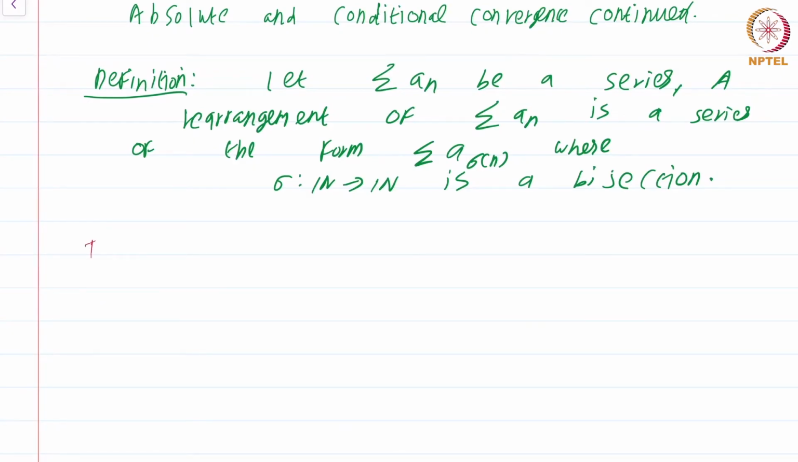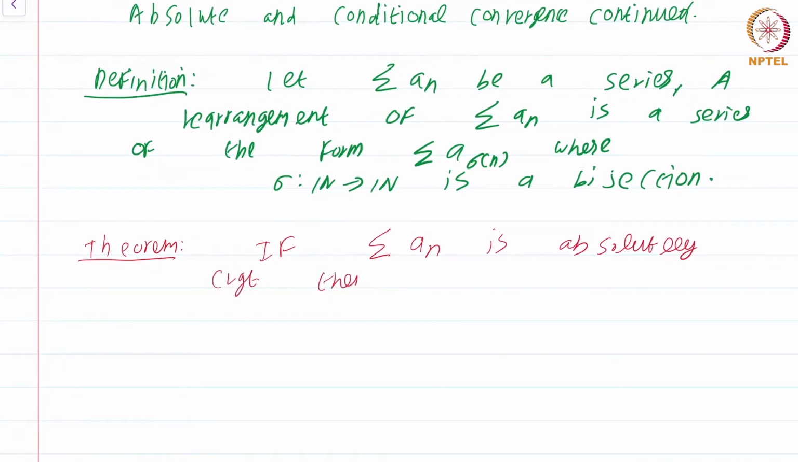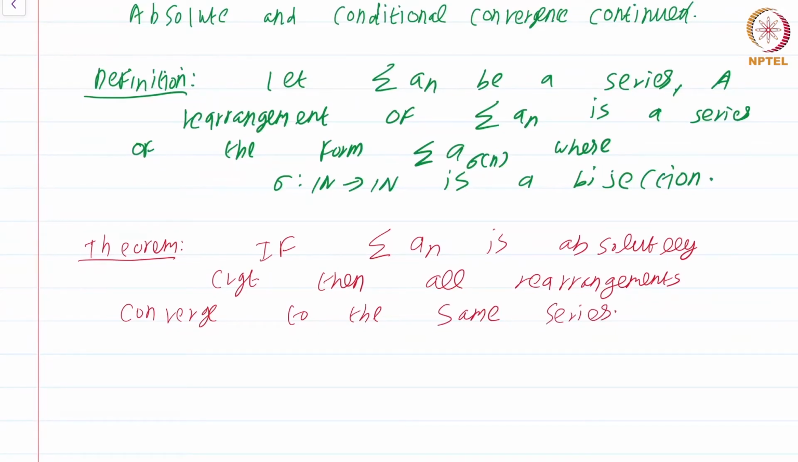More precisely, making this a precise theorem: if summation an is absolutely convergent, then all rearrangements converge to the same limit. So when you rearrange a series that is absolutely convergent, you cannot get a different limit. Proof.